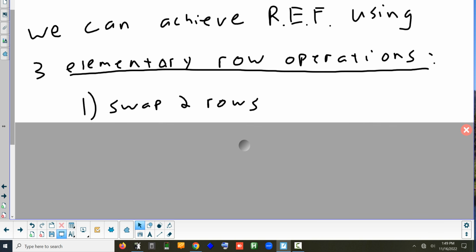First thing you're allowed to do is you can take 2 rows and swap them. Swapping 2 rows is basically just like reordering your equations. You're changing which one you wrote down first. It's not a big deal. So you can swap 2 rows.